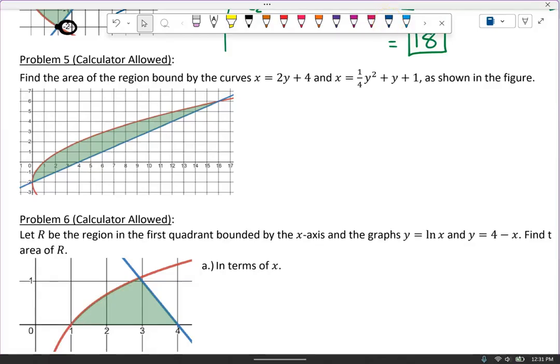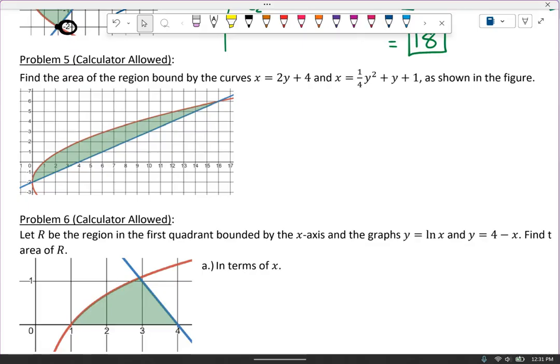All right, ladies and gentlemen, let's go ahead and look at our problem here. Your answer should be 21.3 repeating, 21 and a third. So let's talk about why that is. What is our correct setup?